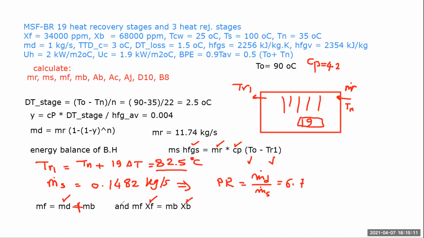So the only two unknowns that we have here are m dot feed and m dot b. So doing that, we can calculate the value of m dot feed as 2 and m dot b as 1 kilogram per second. So now we could get m dot r, m dot steam, m dot feed, and m dot b.